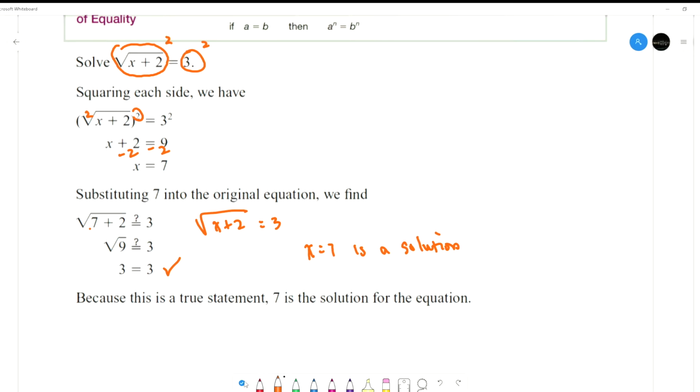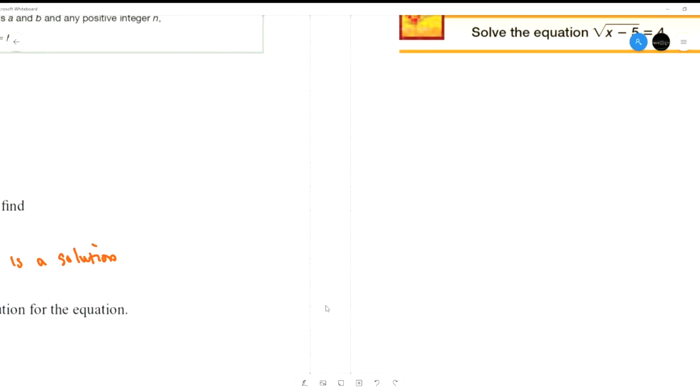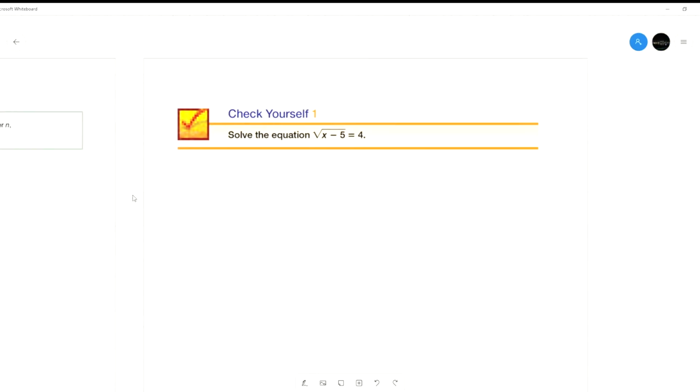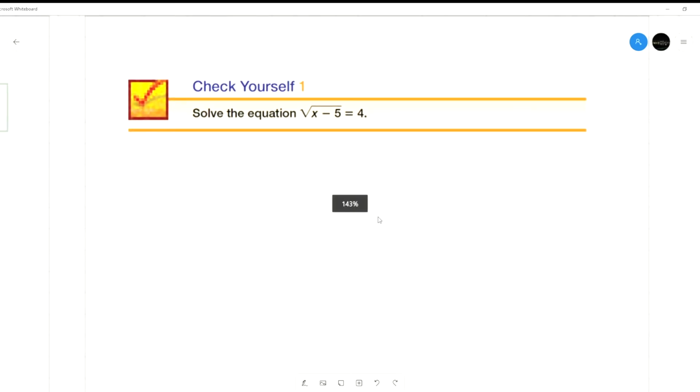Okay? So let's try the next problem. I'll give you a couple of minutes to work through this one. But remember, you're going to square both sides and then solve for x. Okay?